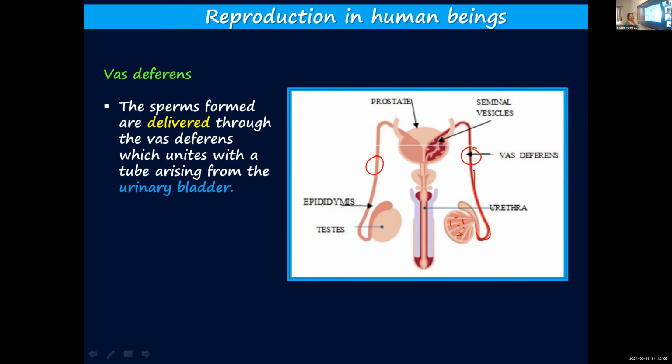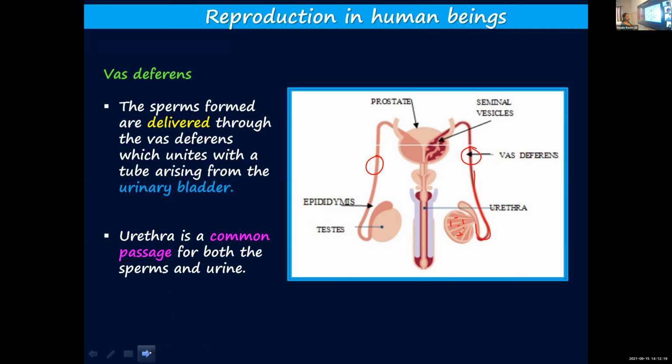Urinary bladder, you know, stores urine. So a tube which is emerging from the urinary bladder will merge with this vas deferens, and the common opening for both of these is the urethra. So the urethra is a common passage for both sperms and urine. Sperms as well as urine are released outside through the same opening, that is the urethra.